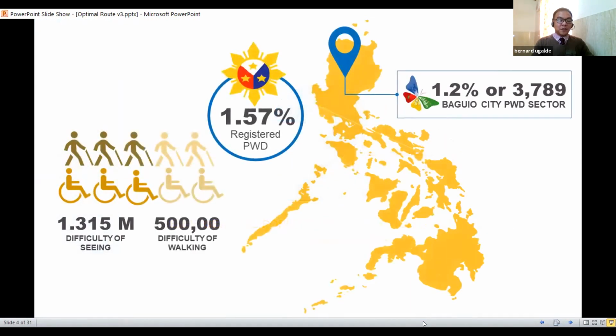A point in case is the Philippines, where the percentage of people with disabilities is estimated to be 1.57% of the total population based on the 2010 population and household census. In the same year, the City Social Welfare Development Office of Baguio estimated the city's overall number of disabled persons to be around 1,400. The PWD in the area comprises 1.2% of the overall population in the city.